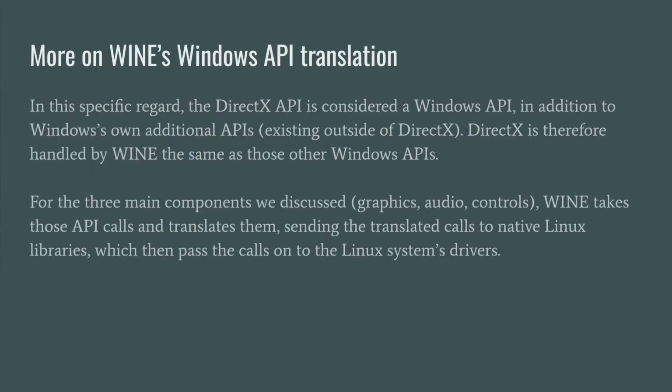More on Wine's API translations. In this specific regard, DirectX API is considered a Windows API. In addition to Windows' own API, additional APIs exist outside DirectX. DirectX is therefore handled by Wine the same as those other Windows APIs. For the three main components we discussed, graphics, audio, controls, Wine takes those API calls and translates them and sends the translated calls to native Linux libraries, which then pass those calls onto the Linux system's drivers.